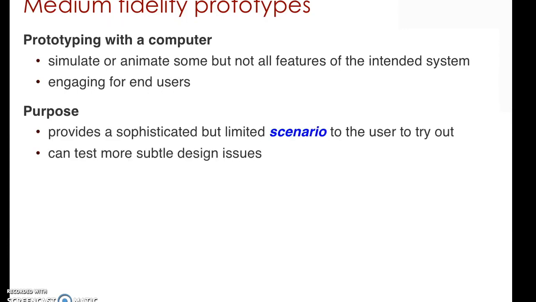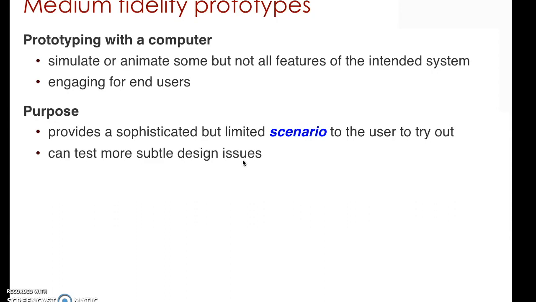It provides a sophisticated design, meaning that it does have a look and feel like a real product, but because not all features are working, there are only limited scenarios or limited tasks that the users can try out in that prototype. Besides, a medium fidelity prototype can also identify more subtle design issues that it's not possible to identify in paper-based sketches, such as navigational issues, working links, or buttons. It's not possible, right, in your sketches. So it's more useful if you want to identify those design issues, you make a medium fidelity prototype.